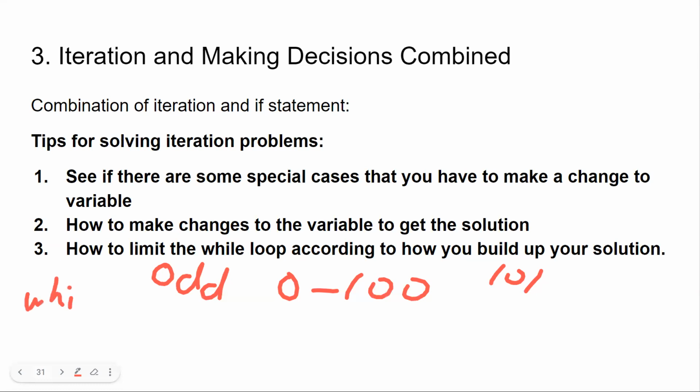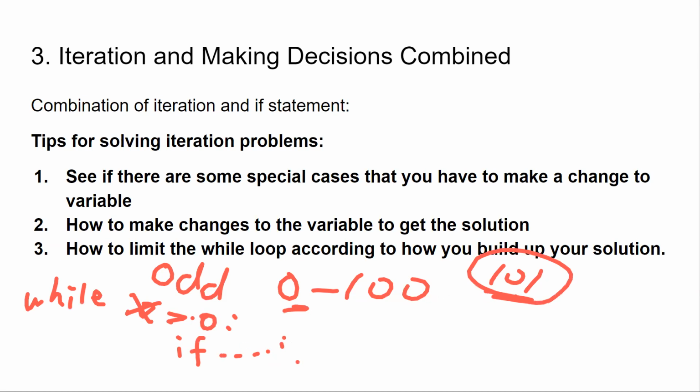So you have the while. The condition is x greater than 0, I think. And then you will check if that's an even or odd number. If it's an even number, you would say I will print this, or maybe you may check it. Or if you start from an odd number, you may not have to check it.